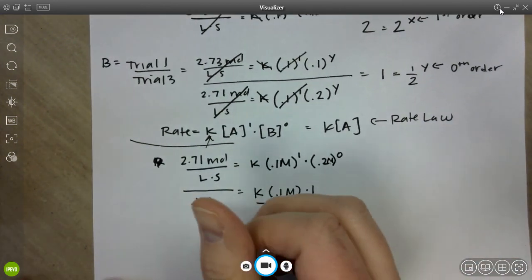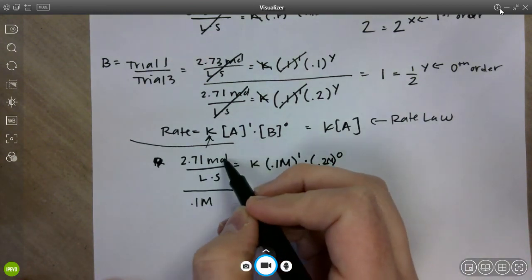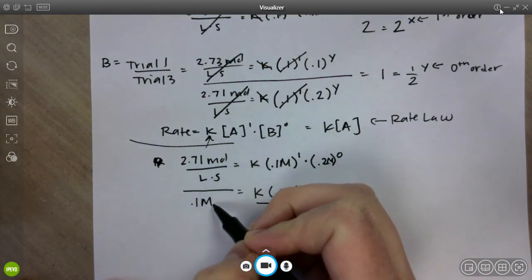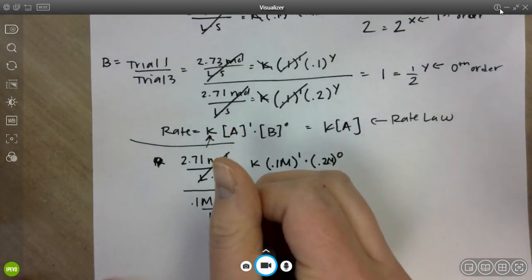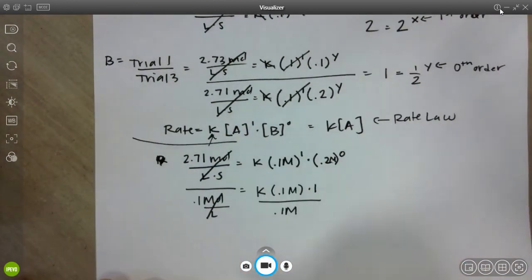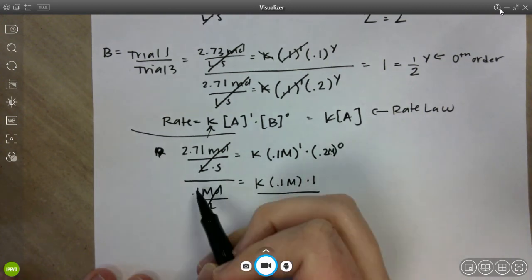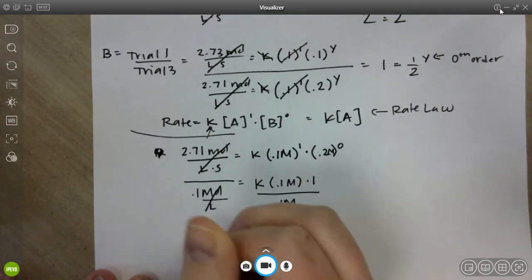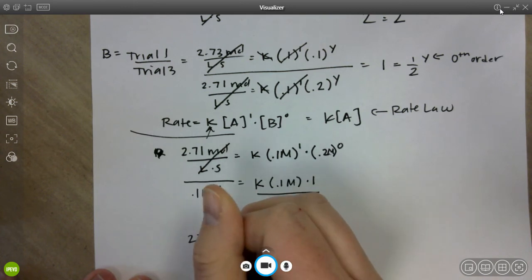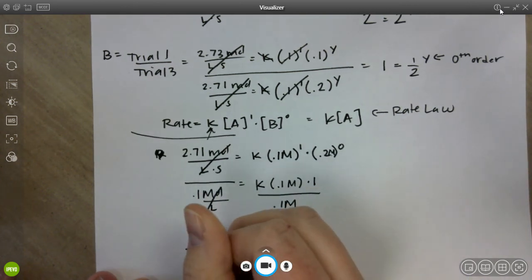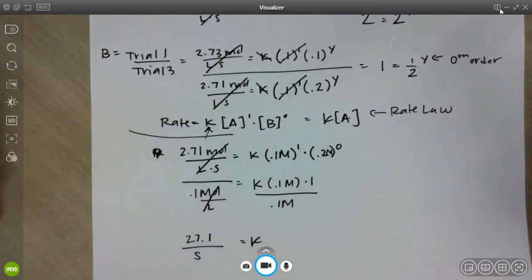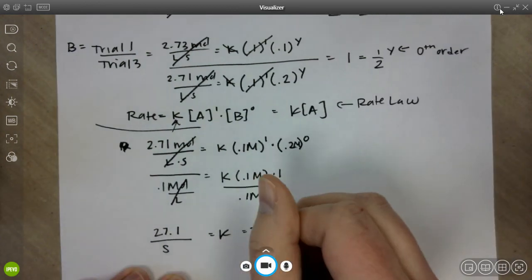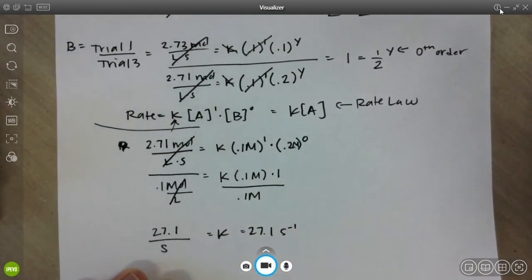So if you think about how the units work out here, this moles over liters is the same thing as M, moles over liters. So when I talk about the units on here, the moles per liter can cancel out, but the seconds on the bottom don't. So if I take 2.71 and divide it by 0.1, I get 27.1. And then the units on that are 1 over seconds, and that equals my K value. Kind of weird, but you could also write that as 27.1 seconds to the negative 1 as well.